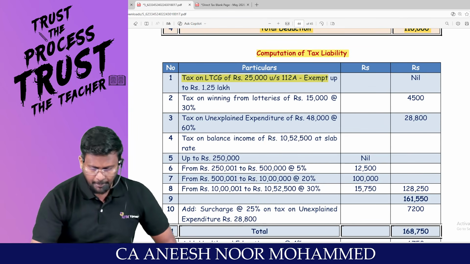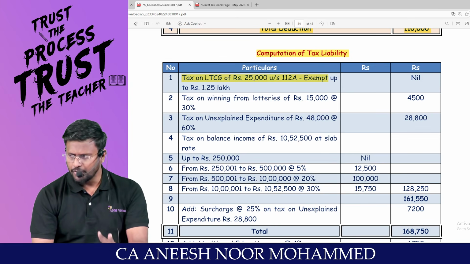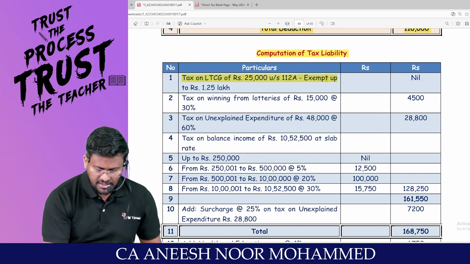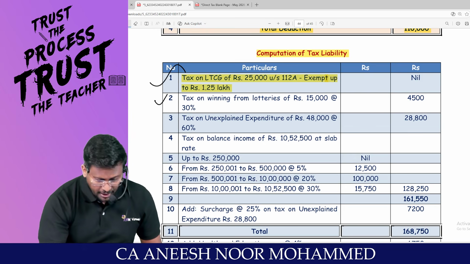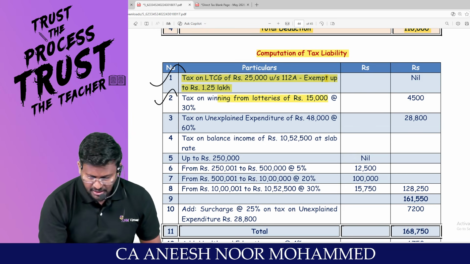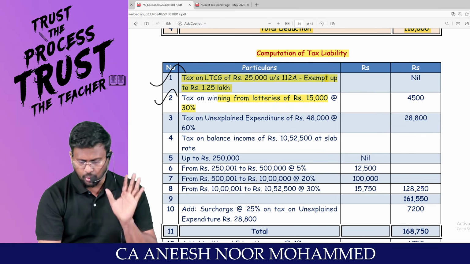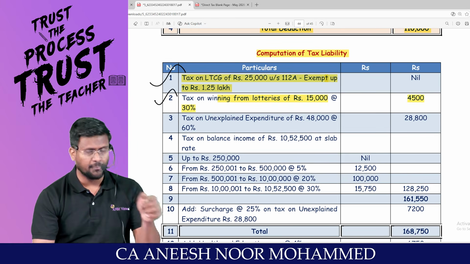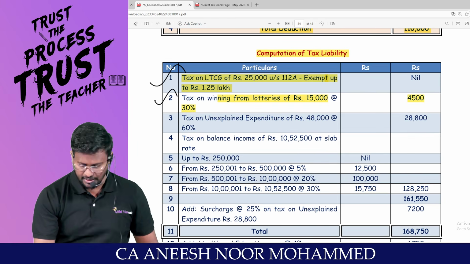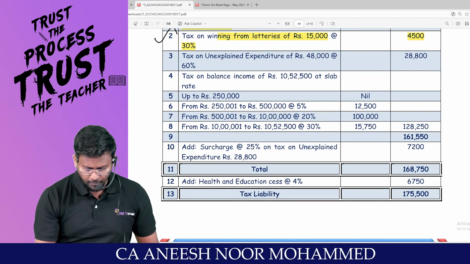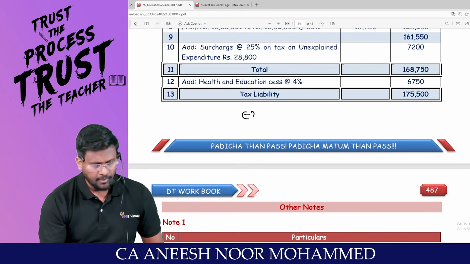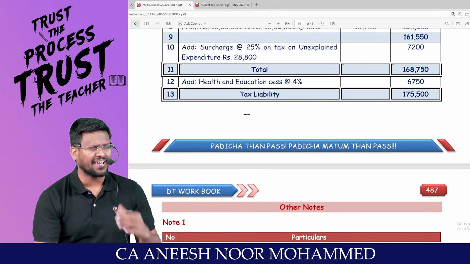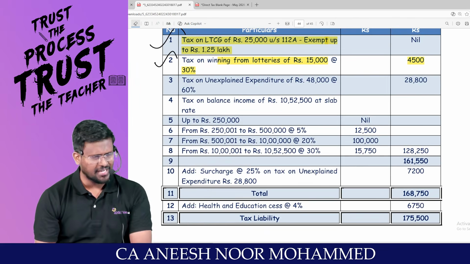On long-term capital gain, since it is only 25,000, under 112A it is exempt up to 1,25,000. So fully exempted. Am I right? Winning from lottery, 30% is the tax rate. So 15,000 into 30% is what? 4,500. This amount only they have deducted as TDS. So after calculating the tax payable, you can reduce the TDS if you want the net tax liability. This we have calculated as the gross tax liability.